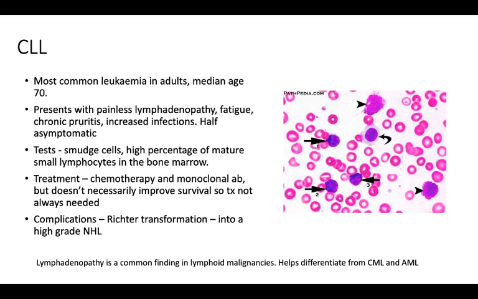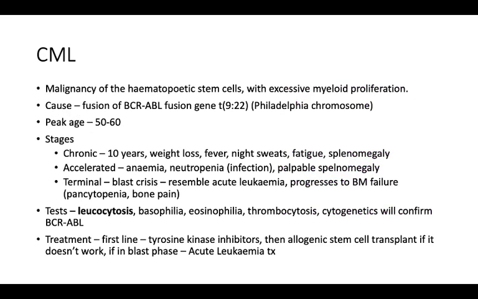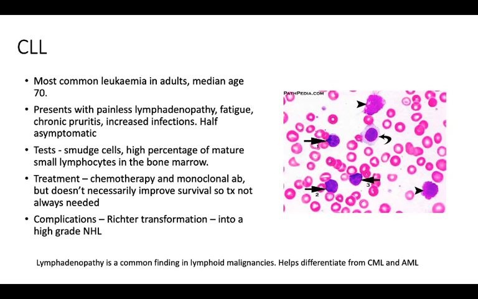Okay, so next we will move on to chronic lymphocytic leukemia. This is the most common leukemia in adults, and the median age of presentation is about 70, so it affects older adults, whereas CML affects people around 50 to 60 years of age.